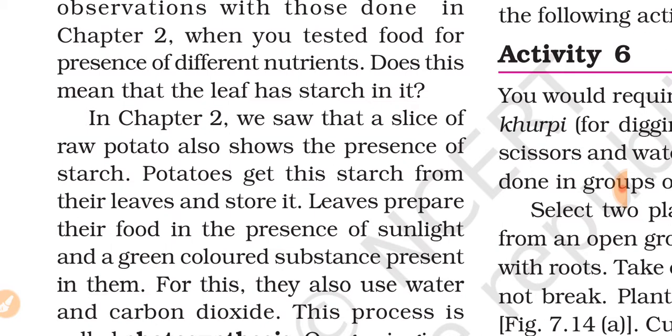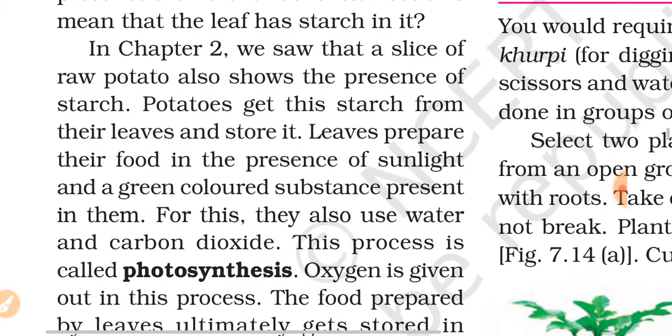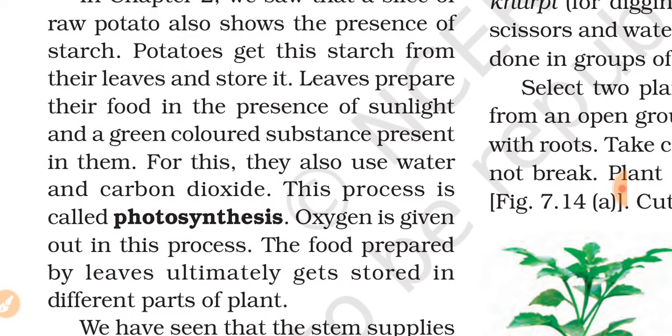Potatoes get this starch from their leaves and store it. Leaves prepare their food in the presence of sunlight and a green colored substance present in them. For this, they also use water and carbon dioxide. This process is called photosynthesis. Oxygen is given out in this process. The food prepared by leaves ultimately gets stored in different parts of the plant.